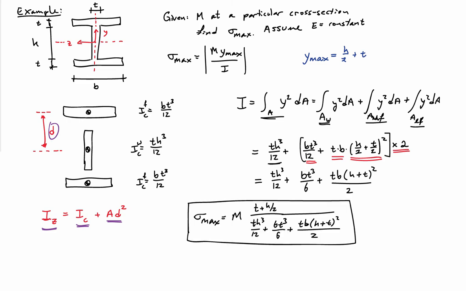And then sigma max is just going to be y max, so that's t plus h over 2. That occurs right at the top of the beam and right at the bottom of the beam, actually along the entire edge at the top and the entire edge at the bottom, divided by this value of I that I have just computed.